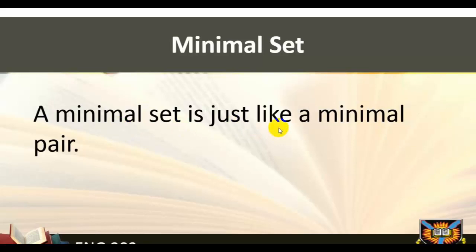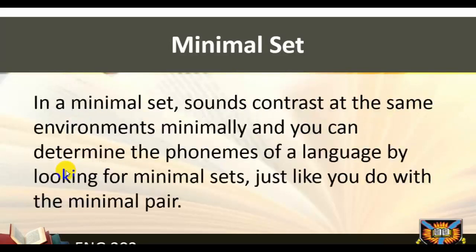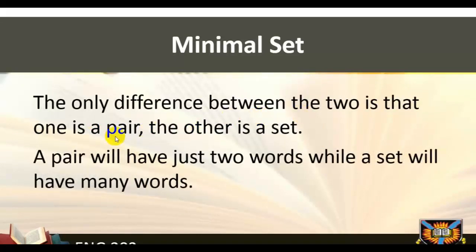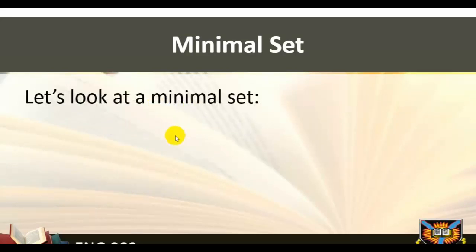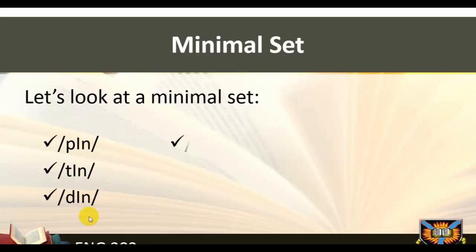Minimal set. A minimal set is just like a minimal pair. In a minimal set, sounds contrast in the same environment minimally, and you can determine the phonemes of a language by looking for minimal sets just like you do with the minimal pair. The only difference between the two is that one is a pair, the other is a set. In a pair we have just two words, while in a set we have many words. Let's look at a minimal set: PIN, TIN, DIN, KIN, GIN.